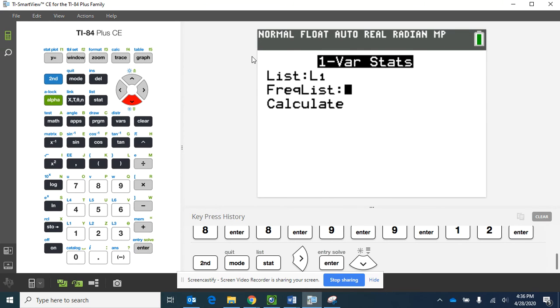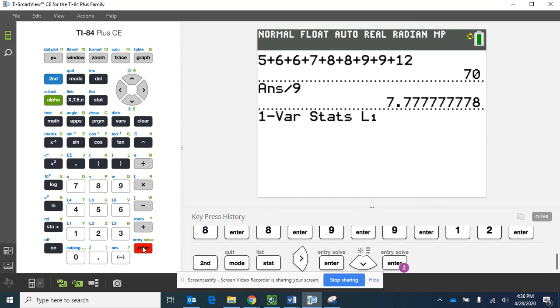It's going to ask you, where did you put the list? So the numbers are in list 1. If you ever need to change that, like if this said list 2, but you put your numbers in list 1, all the lists are down here above 1, 2, and 3 in blue. So you would just press the blue button and then whatever number list that you need. So I'm just going to hit enter until it gets down to calculate. I'm going to hit enter.